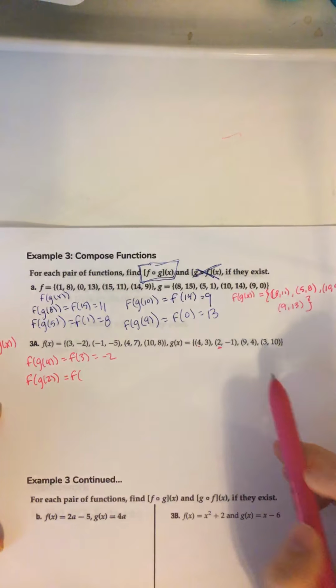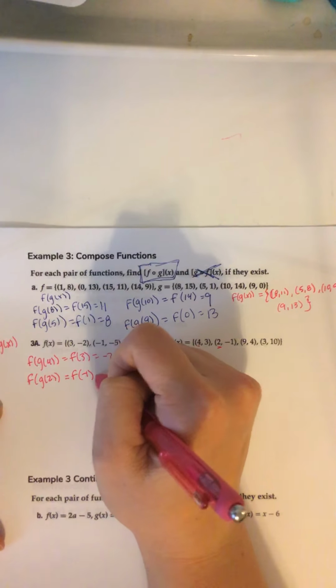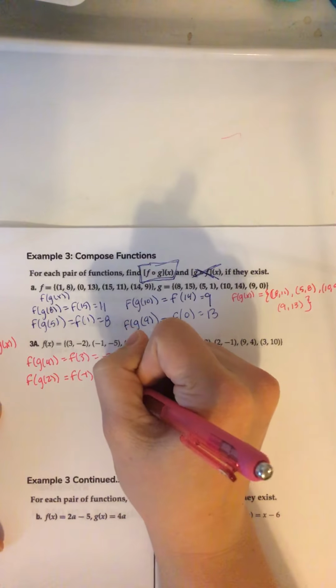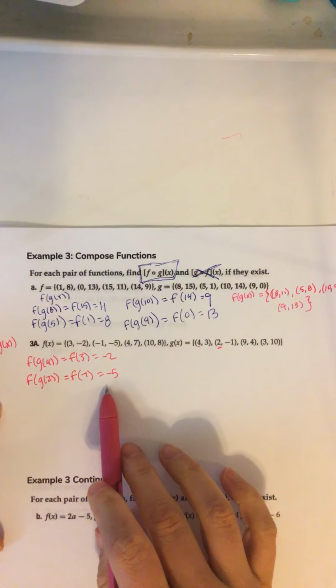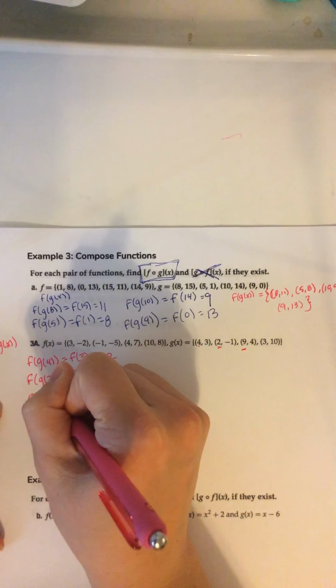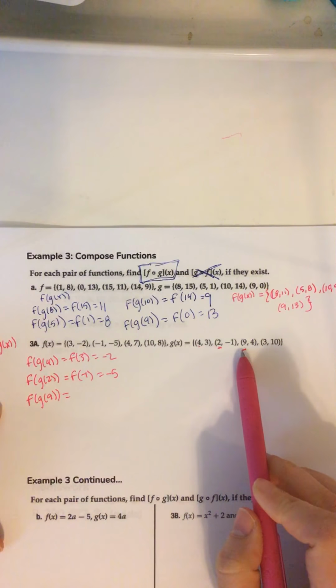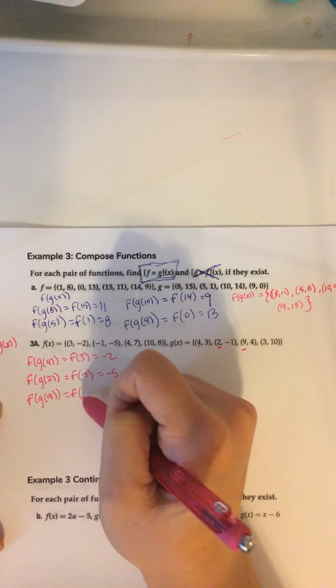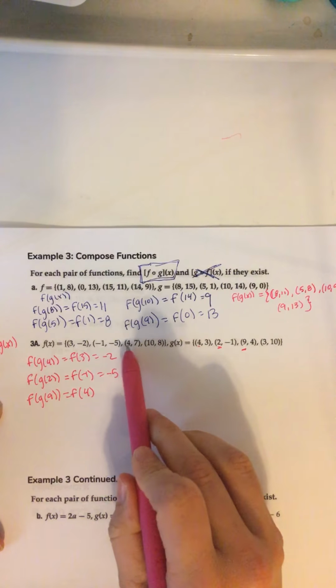Well, g of 2 is negative 1. F of negative 1 is negative 5. And then I have f of g of 9. Well, g of 9 is 4. F of 4 is 7.